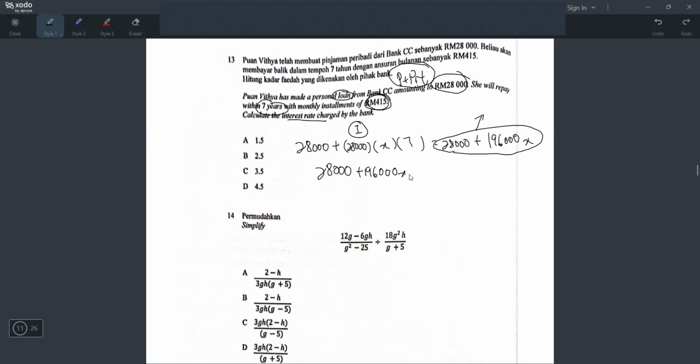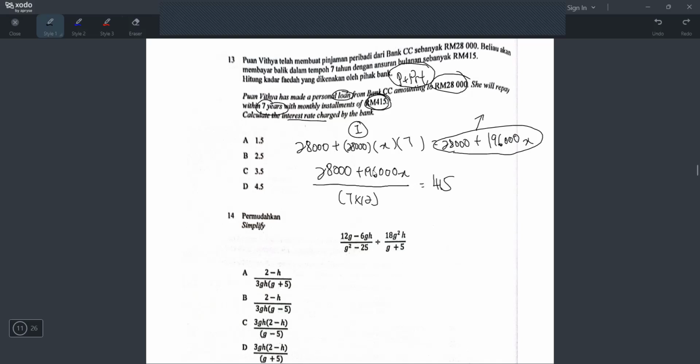How to find the monthly installment? She pays back within 7 years. This is the total you have to pay back within 7 years. So how to find the monthly installment? You divide by 84, right? For those wondering why divide by 84, because when you pay back over 7 years, 1 year is 12 months, right? So if I want to know 7 years, I take 7 times 12, which is 84, and the monthly installment is 415.